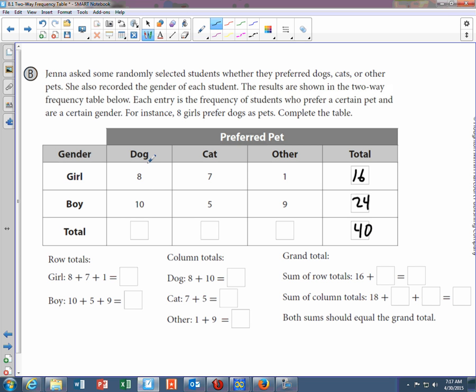Okay. Now let's add down. 8 plus 10 is 18. 7 plus 5 is 12. And 1 plus 9 is 10. Adding across, this better equal 40 as well. 18 plus 12 is 30. 30 plus 10 is 40. I did the math all correct. So if you didn't quite get that right, go ahead and fix it on your own. Pause the video if you need to.